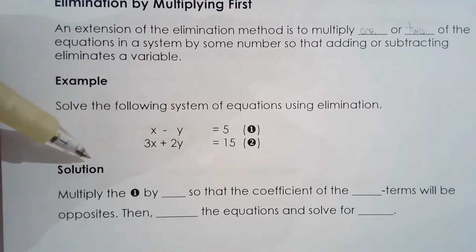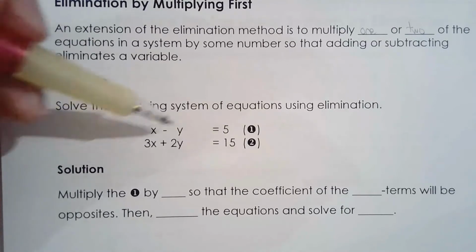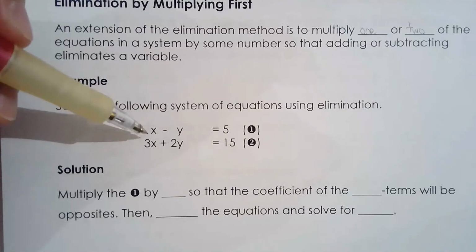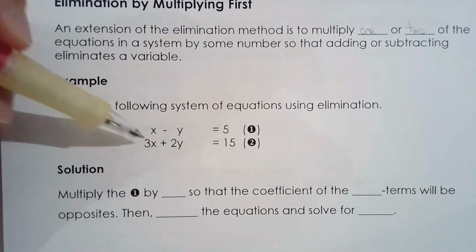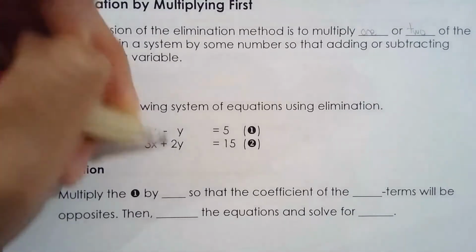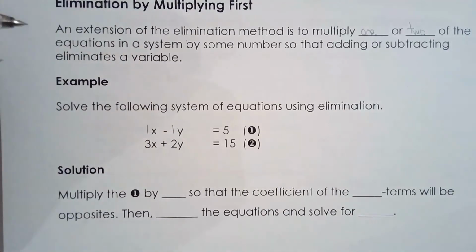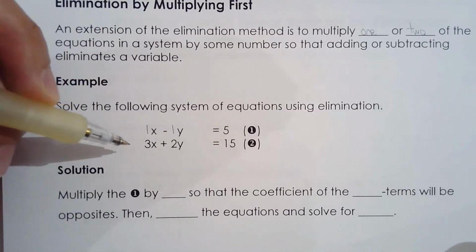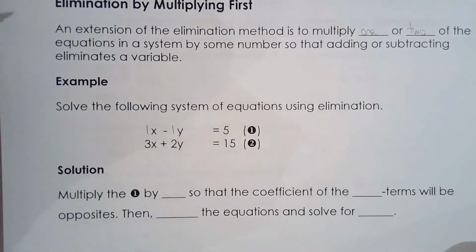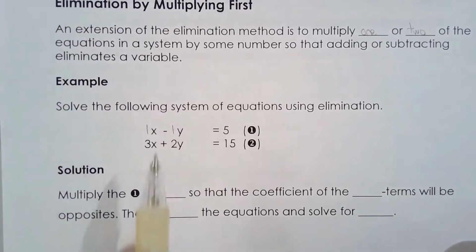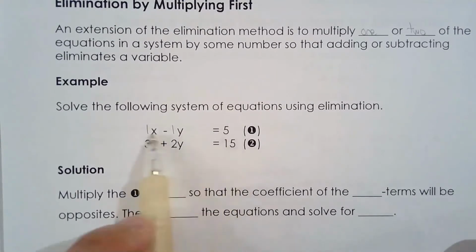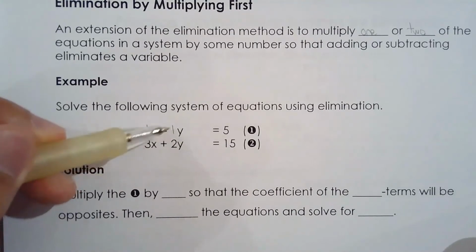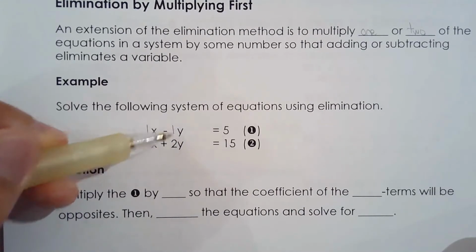So when I look at the system, I can't add or subtract to eliminate x or y, right? Because the coefficients of x don't have the same magnitude, and the coefficients of y don't have the same magnitude. So what I'm going to do here is let's eliminate y, okay? Can you eliminate x? Absolutely. But I'm going to eliminate y. So if you want to eliminate y, what you want to do is multiply the first equation. You want to change this 1 to a 2.